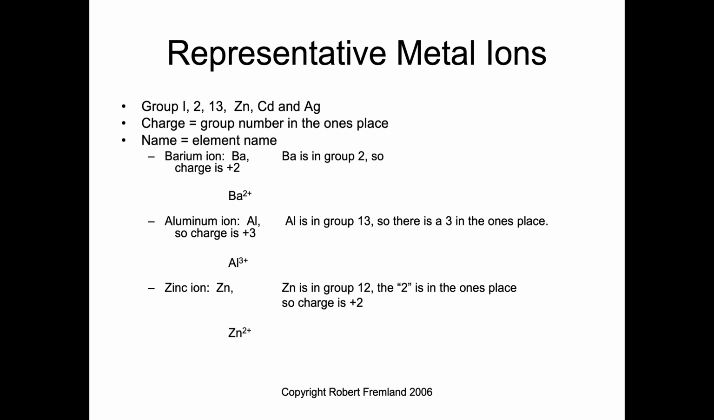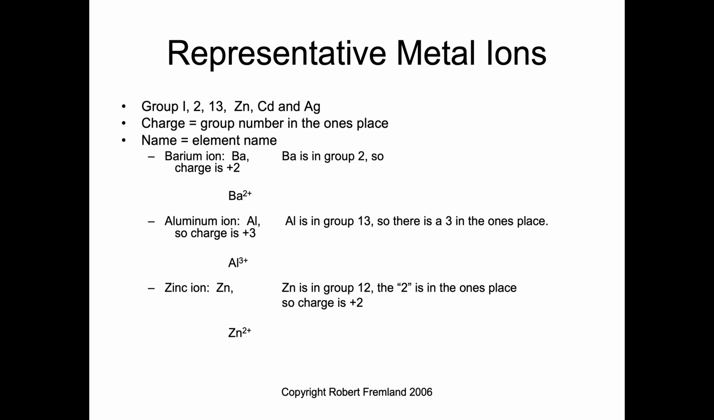So the representative metal ions, and remember we're using the new numbering system for the periodic table, so the column numbers are just numbered 1 through 18. The representative metal ions are characterized by forming only one ion. So they're group 1, 2, 13, and then zinc, cadmium, and silver. For these, the charge will be the group number in the ones place, and the name will be the element name. So for example, barium ion: barium is in group 2, so the charge is +2.